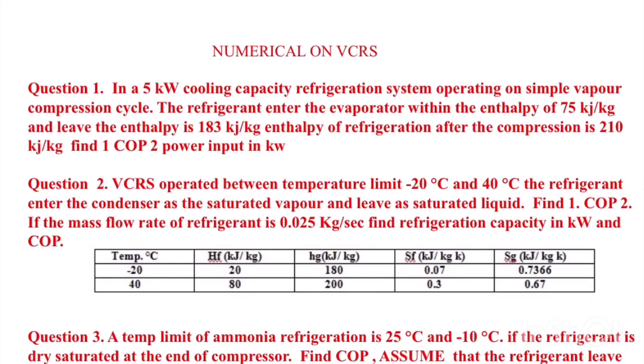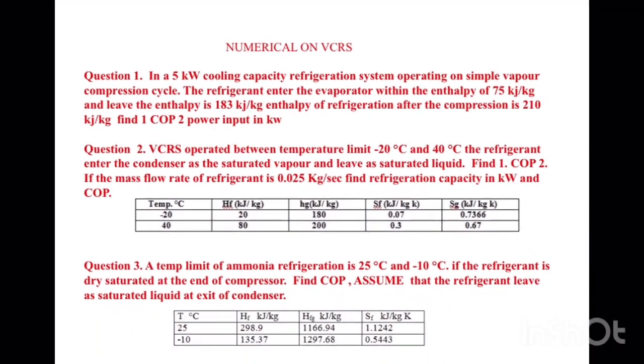In a 5 kilowatt cooling capacity refrigeration system operating on a simple vapor compression cycle, the refrigerant enters the evaporator with an enthalpy of 75 kilojoule per kg and leaves with an enthalpy of 183 kilojoule per kg. The enthalpy of the refrigerant after compression is 210 kilojoule per kg. Find the COP and power input. So, how can we find this?